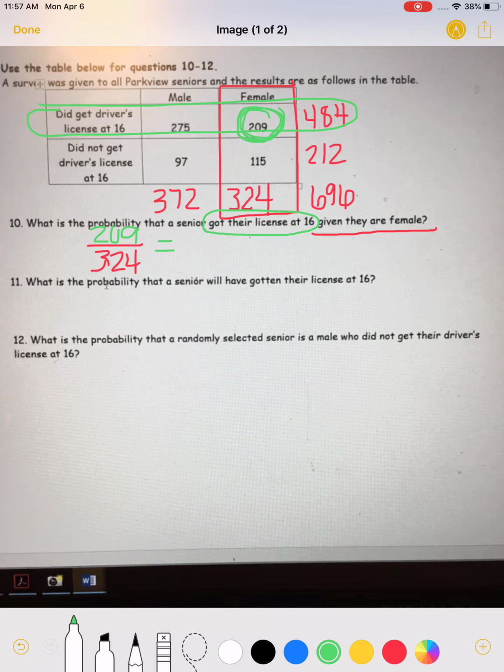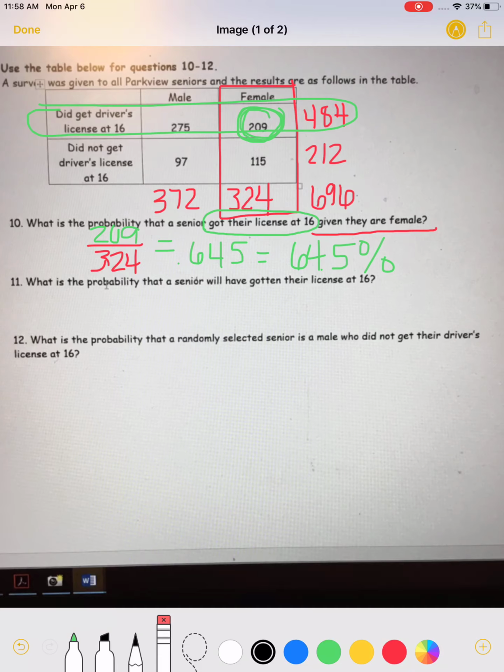So our decimal is, well, we got to plug in the right numbers. 209, 324. There we go. All right. So 0.645. And as a percent, 64.5.